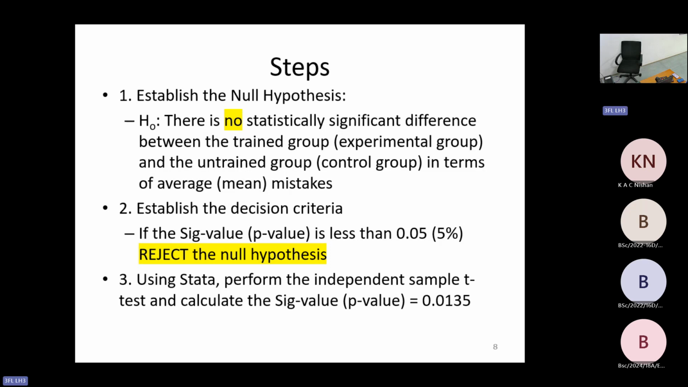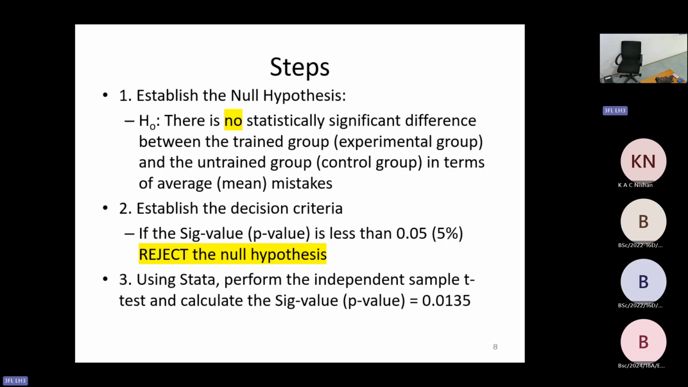Establish the null hypothesis. What is a null hypothesis? What's a hypothesis? As our research methods say, a hypothesis is a testable assumption, an assumption that could be tested. That's a hypothesis. What's a null hypothesis? Null means what? Null and void, negative. That means no.